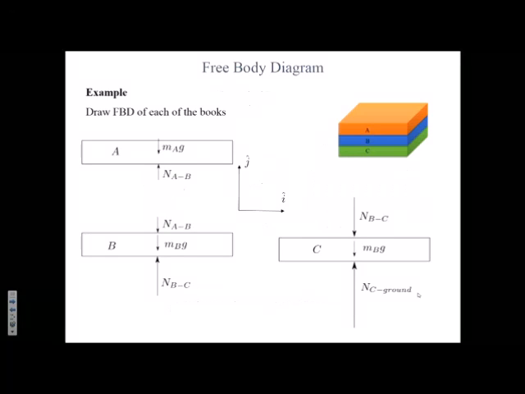Okay, so let's look at another example. This one is probably a little bit simpler. So we have 3 books, right? I've labeled them as A, B, C, stacked on top of each other. We want to draw a free body diagram of each of those books.